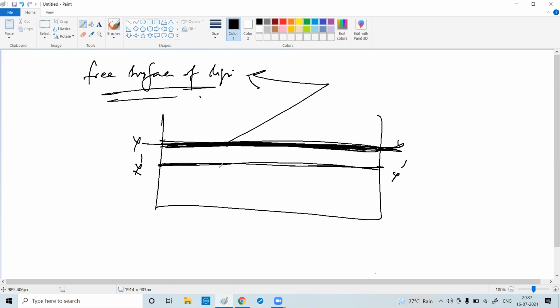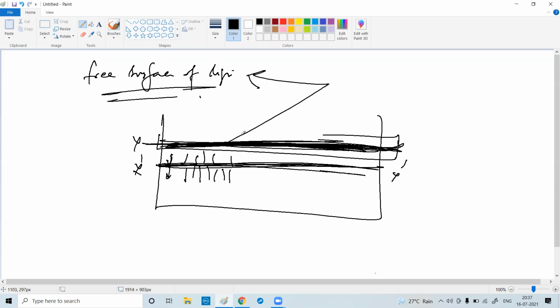But here, if you see, this surface will get pulled by the molecules above and molecules below. Everybody will try to pull from all directions. But if you see here, this is actually stable. So this surface is called free surface of liquid. Is it clear? What is free surface of liquid? Yes, sir.